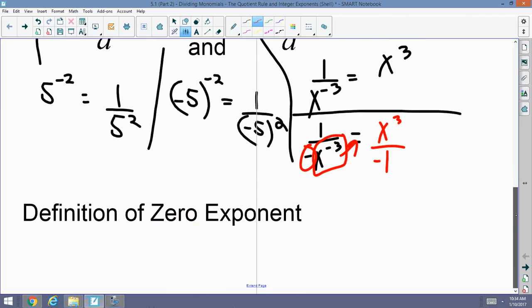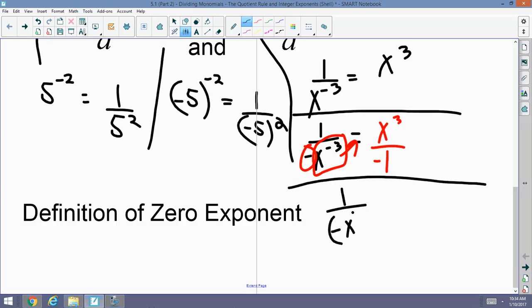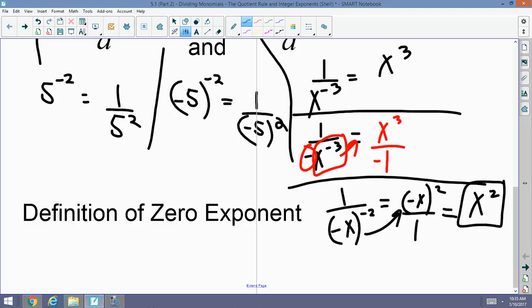And then what if I did have it in parentheses? Let's say it was 1 over negative x to the negative 2. Now this would be negative x squared over 1 because you brought it up. And then that would become x squared. Please be careful with those negatives and the exponents. The exponent only affects the value immediately to its left or everything inside of parentheses.